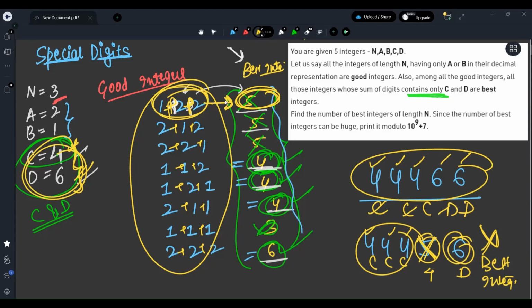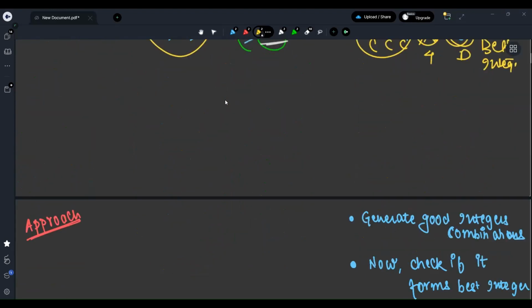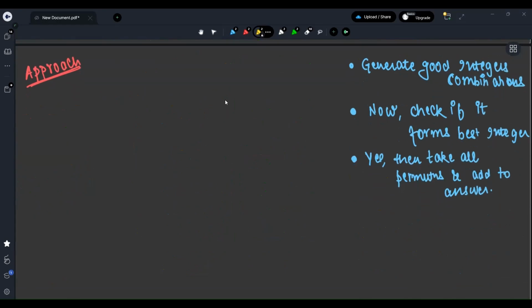Now, how can we approach this question? We will not jump directly to the intuition. Let's dry run the approach and side by side we get the intuition. So let's consider an example test case: N equals 3, A equals 2, B equals 1, C equals 4, and D equals 6. This is the example test case.